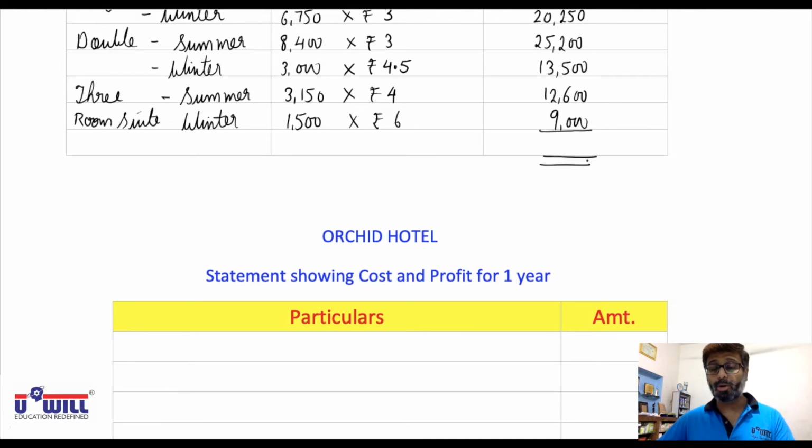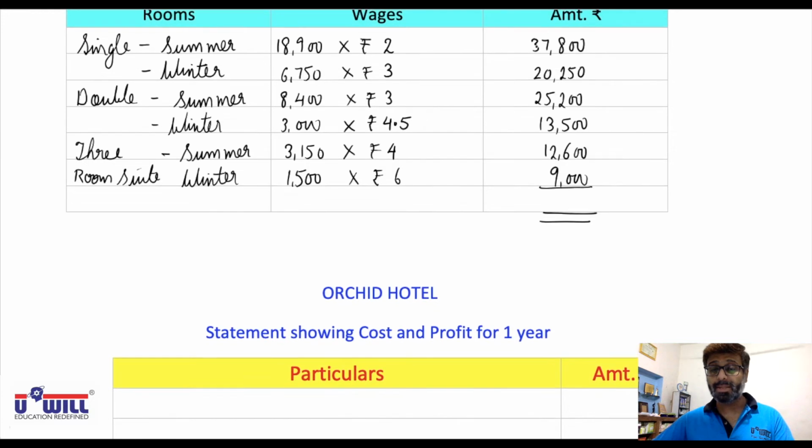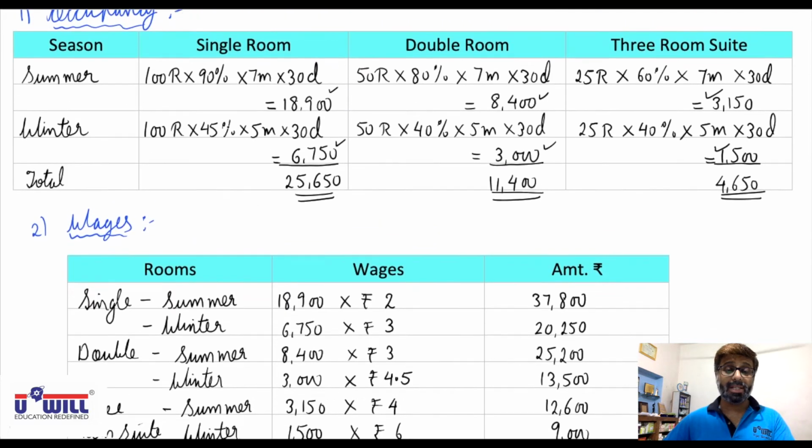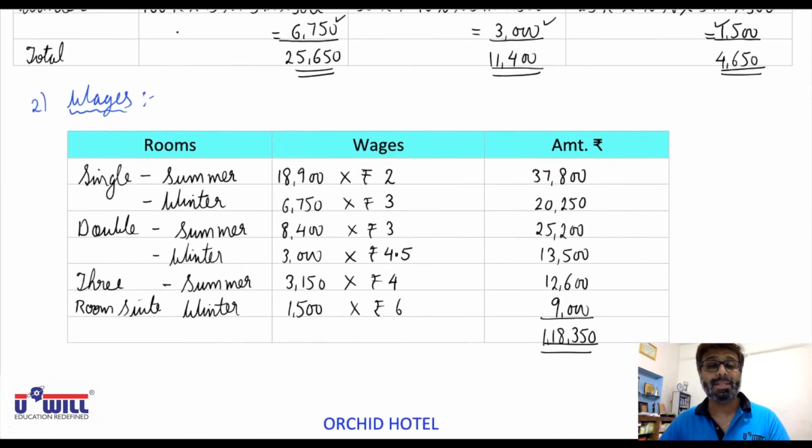So total amount of wages that we shall be paying is 37, 57, 82, 95, 1 lakh 7, 1 lakh 16, 17, 18,350. 118,350 would be the total amount of wages. So that was the reason why we found occupancy in the beginning itself.